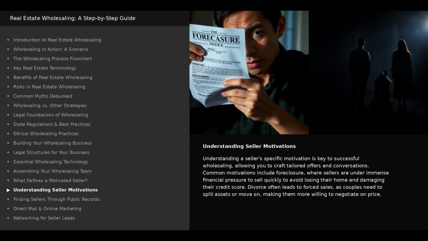Understanding seller motivations. Understanding a seller's specific motivation is key to successful wholesaling, allowing you to craft tailored offers and conversations. Common motivations include foreclosure, where sellers are under immense financial pressure to sell quickly to avoid losing their home and damaging their credit score. Divorce often leads to forced sales, as couples need to split assets or move on, making them more willing to negotiate on price.